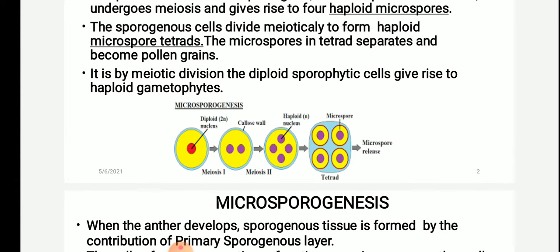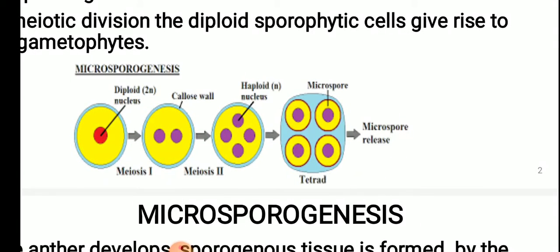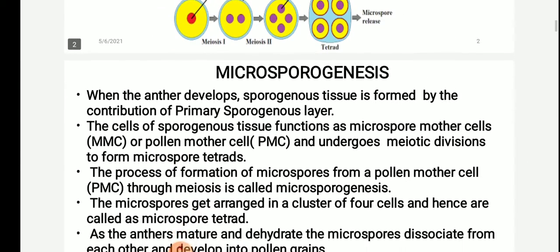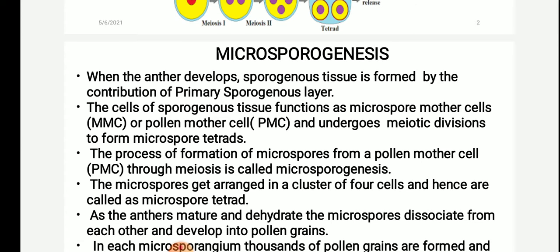It is by meiotic division that the diploid sporophytic cells give rise to haploid gametophytes. So if you see this picture, you will understand the meaning of microsporogenesis. The diploid pollen mother cell undergoes meiosis, that is meiosis 1 and 2, to form 4 microspores or pollen tetrads. Let us take up the microsporogenesis in detail.